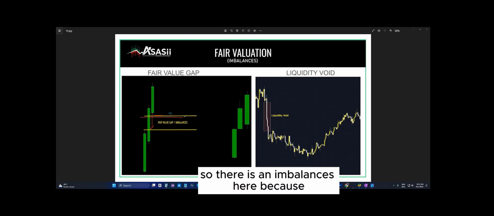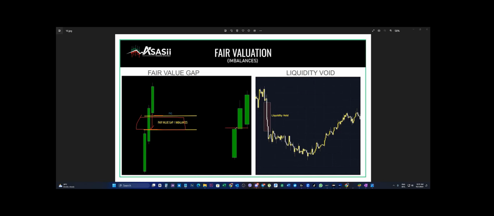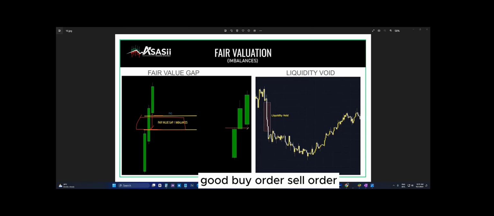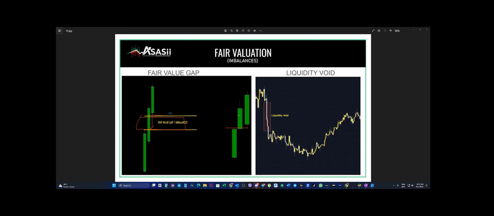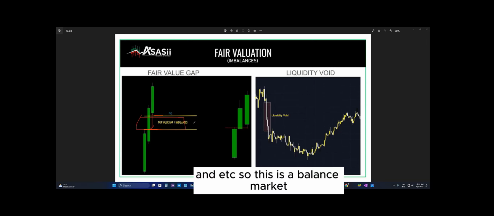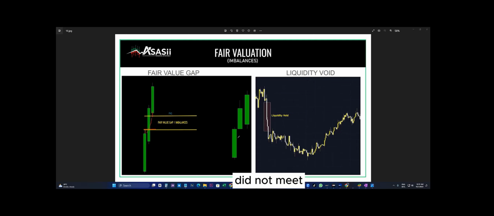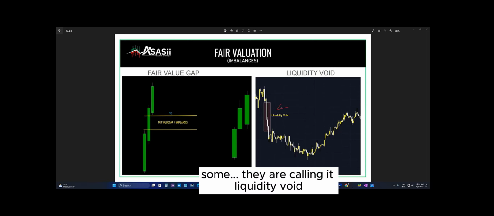So there is an imbalance here because, as you can see, this is a balanced market, with buy orders, sell orders, and so on. So this is a balanced market. But in the imbalance, as you can see here, the wick of the third candle and the first candle did not meet. So we have an imbalance, or a series of imbalances, which some people call a liquidity void.